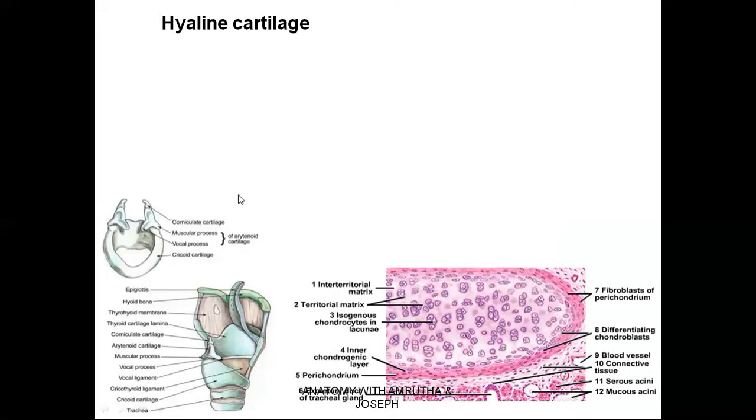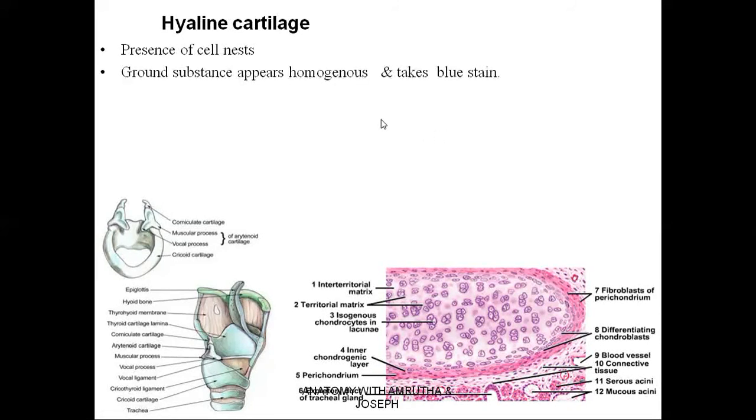Let's come to different types of cartilage. There are three types of cartilage. First one we are going to talk about is hyaline cartilage. So hyaline cartilage, the peculiarity is that the cells in the hyaline cartilage are arranged in groups and called as cell nest. Perichondrium also can be seen here. Ground substance appears homogeneous and takes blue stain. This area, the ground substance that takes more of bluish stain.